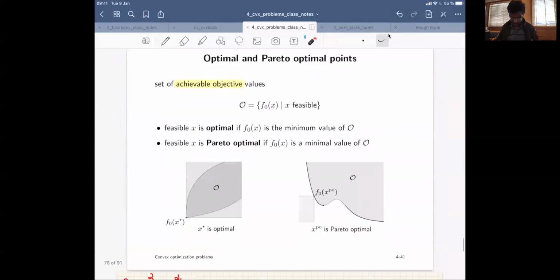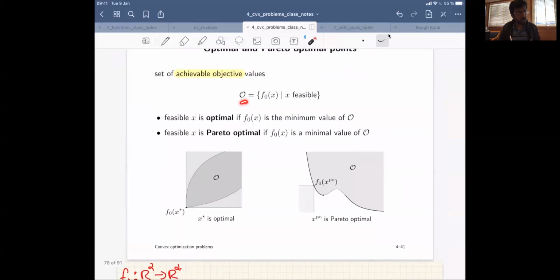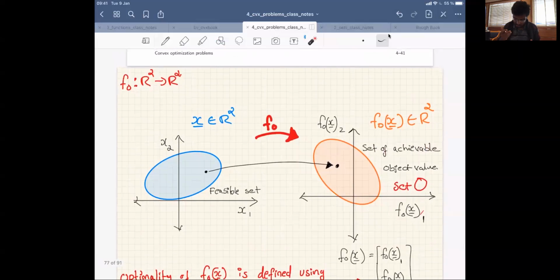To establish this theory, first I am forming a set O, which is the set of objective function values for all feasible x. Let's consider an example in R2. My objective function f0 is a mapping from R2 to R2. Let's take this as the feasible region. x has two components, x1 and x2, and any point in this region is feasible.